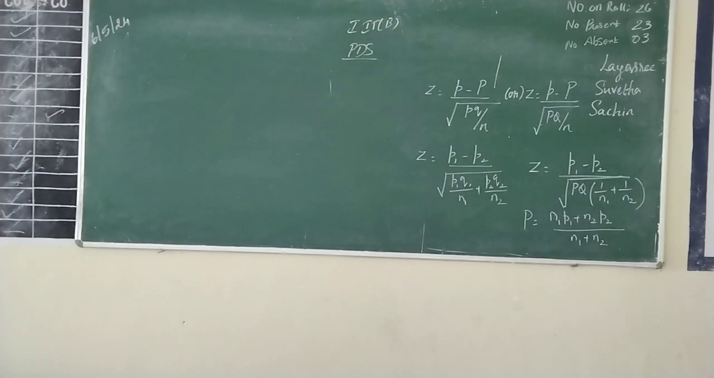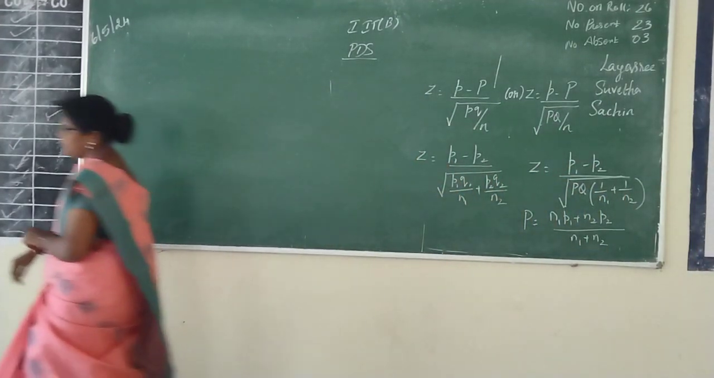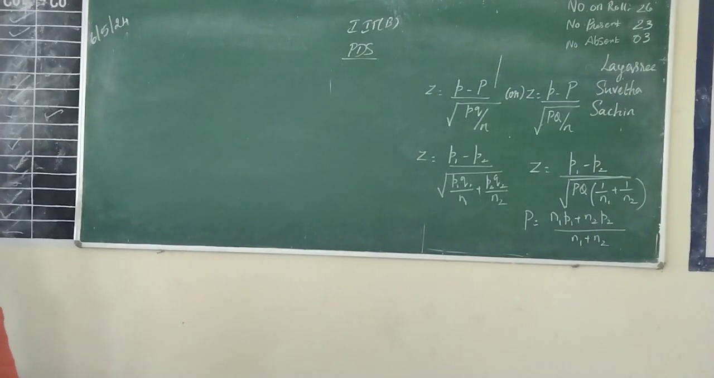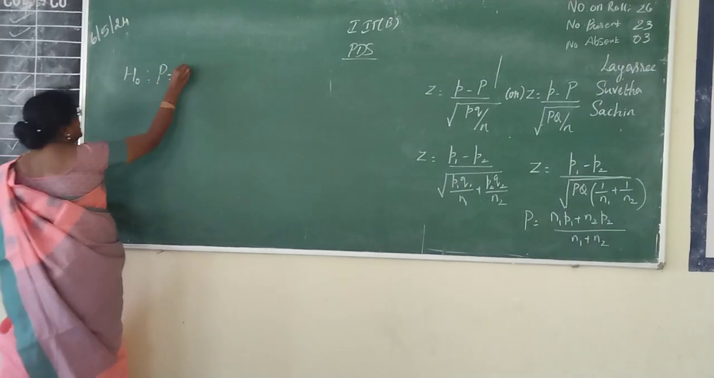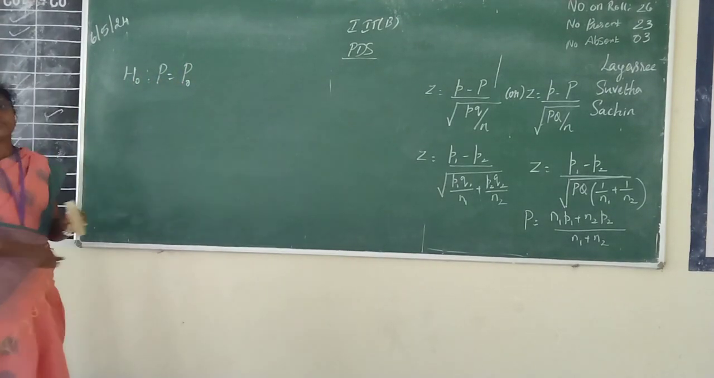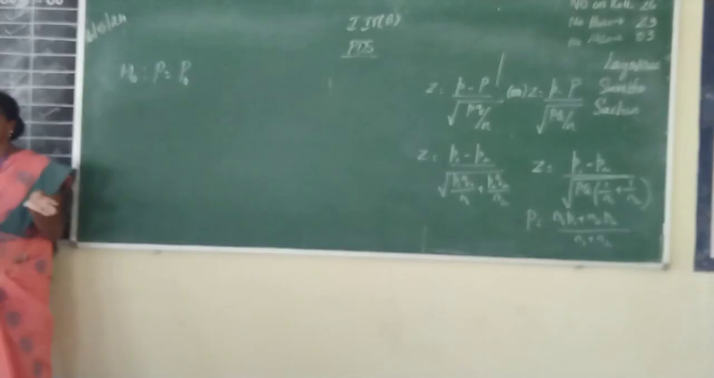Test for single proportion. Write H naught: P equal to P naught. You can discuss the problem either for the population or for the sample, and according to that, the notation changes. If you are going to discuss for the population, write it as capital P. If you are going to discuss for the sample, small p equal to small p naught.